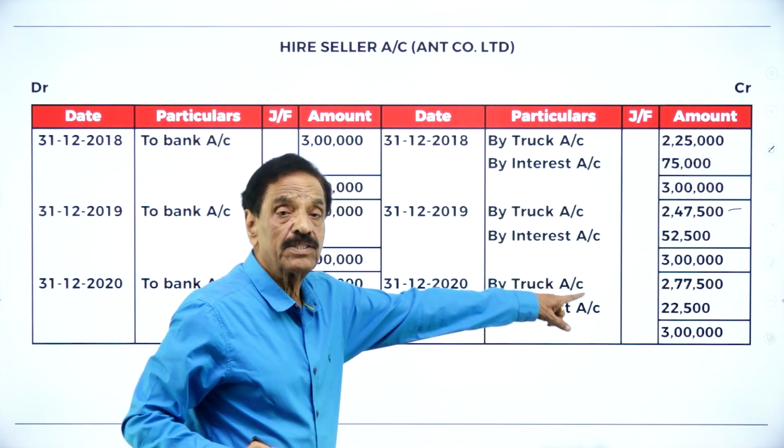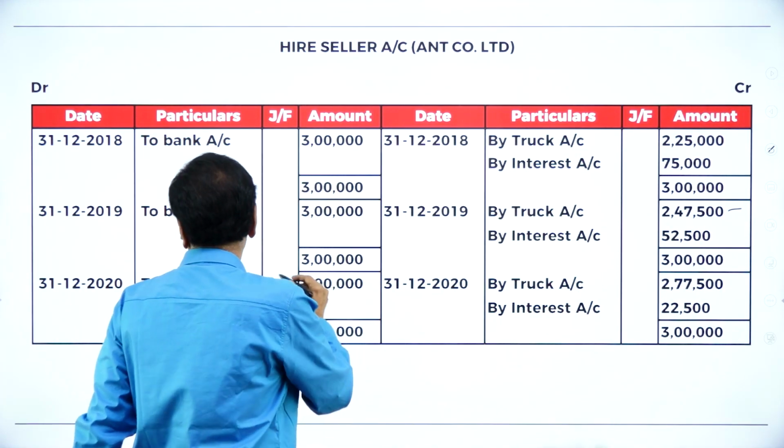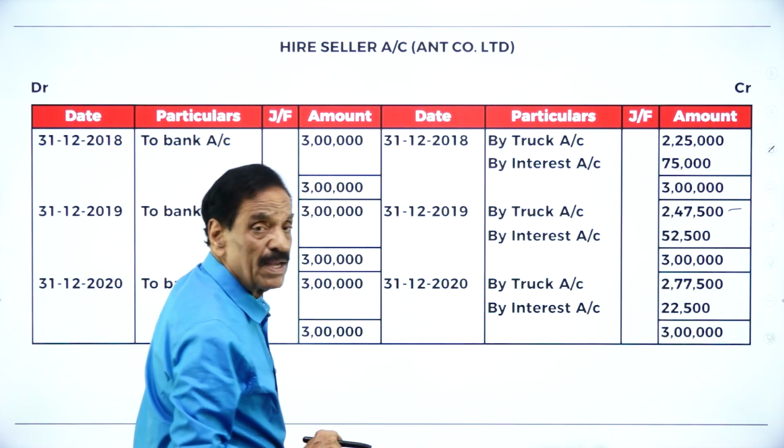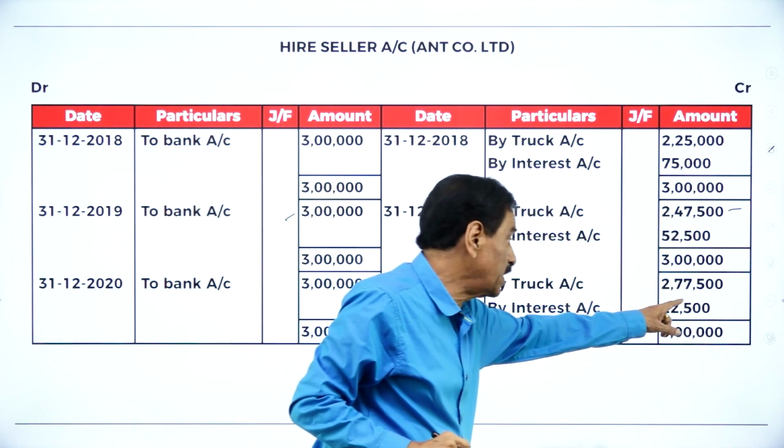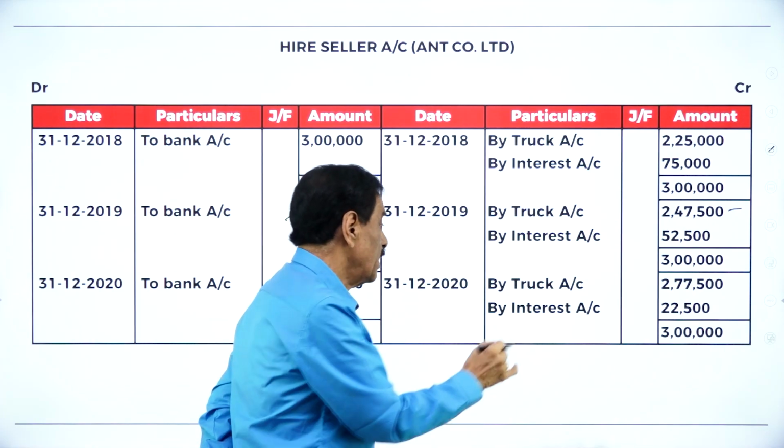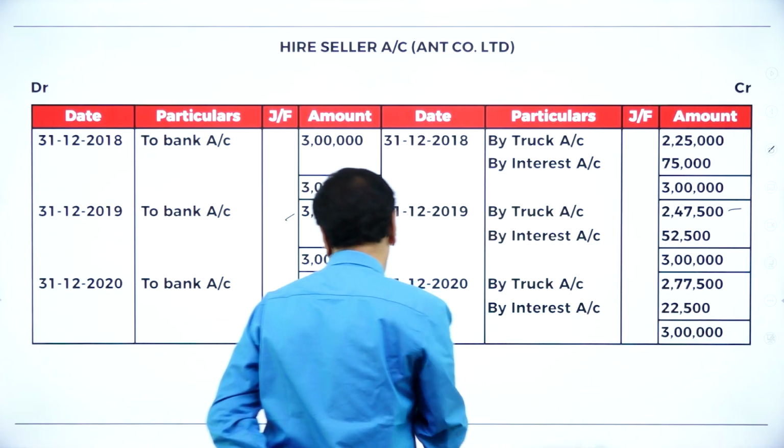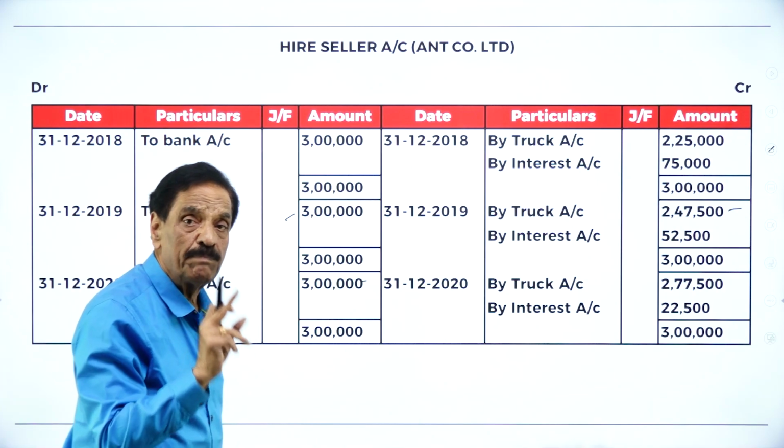2,47,500 plus interest, how much? 52,500. To the bank account, he is going to pay the 3 lakh. Next year, he is going to pay for asset value 2,77,500. Interest is how much? 22,500, totally 3 lakh to the bank. Every year he pays 3 lakh.